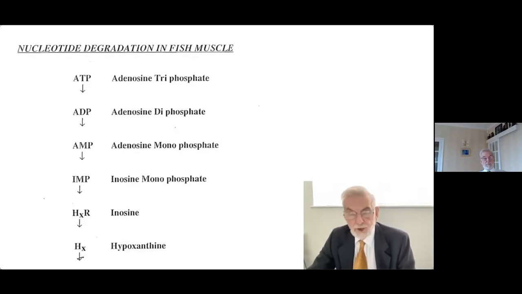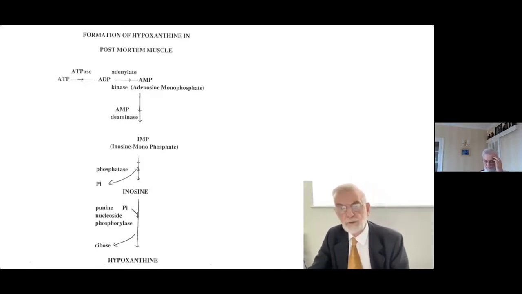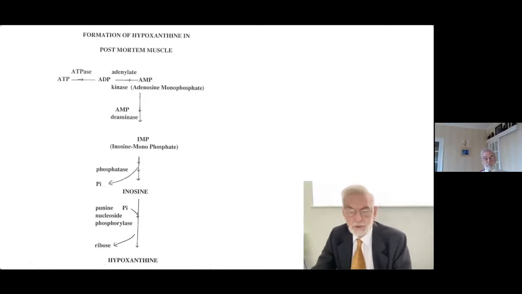On the death of the fish, some ATP will be reformed from ADP by creatine phosphate and a little bit of anaerobic glycolysis. But it then continues breaking down. The ATP breaks down to ADP. It is not returned to ATP, so it will break down to adenosine monophosphate, then to inosine monophosphate, inosine and hypoxanthine. Now this breakdown can be used very usefully to look at the quality of fish.